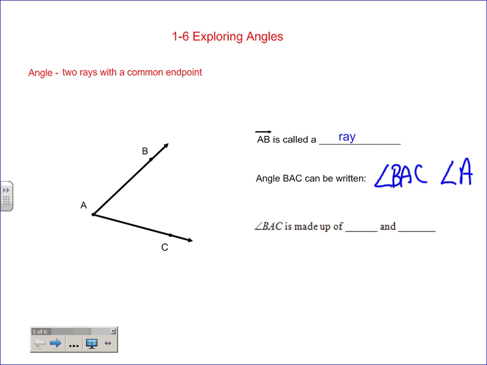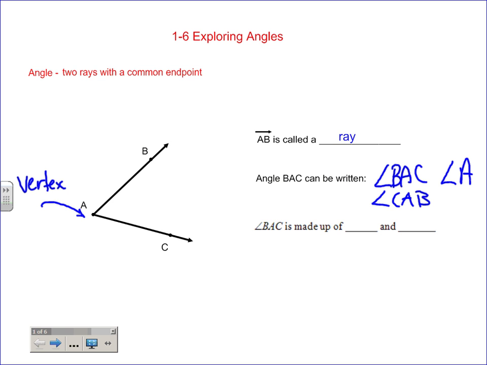Basically, because in this case, A is the endpoint of the rays, very true. Not what I was looking for. Vertex. Very good. And notice, whether we do it BAC or CAB, where'd the A, that vertex, end up? Right in the middle.